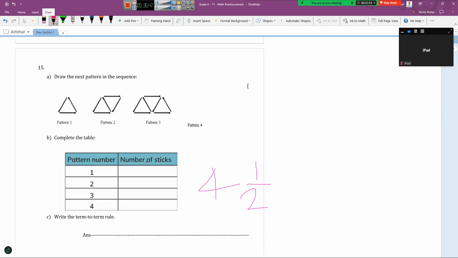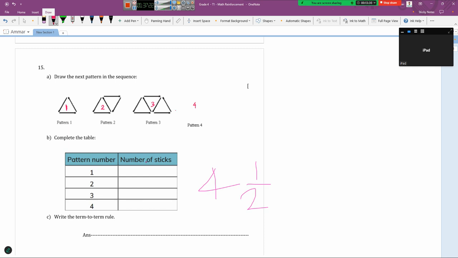Are you drawing? Yes, sir. On your paper or on your book? In my paper. Okay. So how many triangles will be there in the next pattern? 9? Oh, 9 sticks. No. How many triangles? Here you see only one triangle. Here 2 triangles. Here 3. So in the next pattern we should have 4, right? So how can you draw?